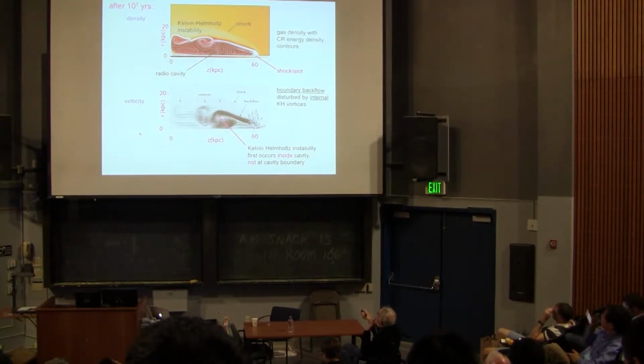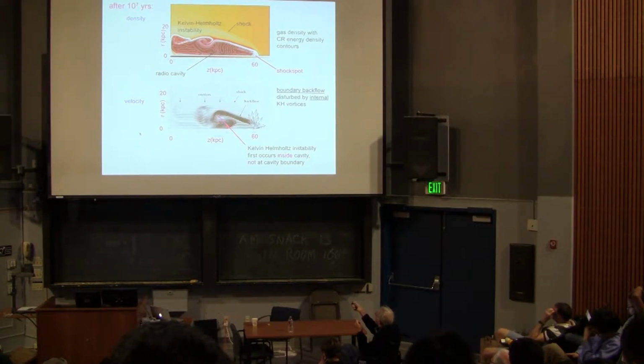As material flows back, this is a velocity map. These arrows are so close you can't see the arrows, but it comes out of the shock spot and flows back along the outer edge of the radio cavity and becomes Kelvin-Helmholtz unstable at the inner surface, not the outer surface. The sense of the curvature is in. If it was at the outer surface, this would curve out. In other words, the first instance of KH instability is an inward motion, which means that it's the physics inside the cavity that determines this in my solution.